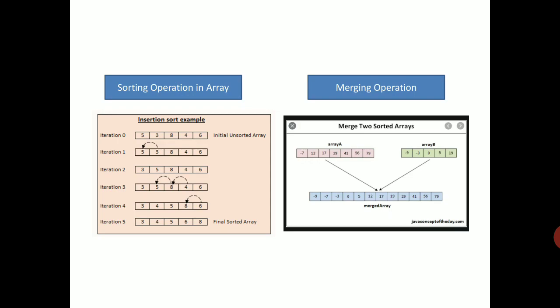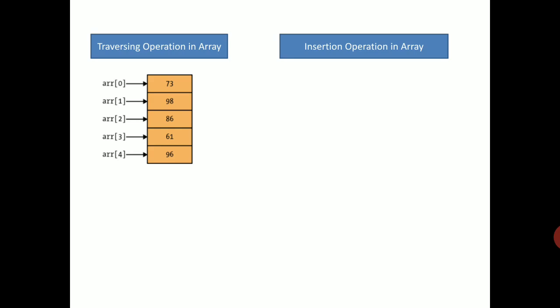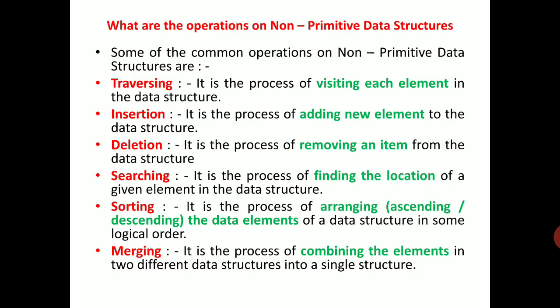So, I think you understood these concepts. What are the operations? We have to understand these concepts. We have to write an algorithm for these concepts. But basically we have to understand what is traversing, what is insertion, what is deletion, what is searching, what is sorting, and then what is merging. Traversing is visiting each element in an array at least one time.